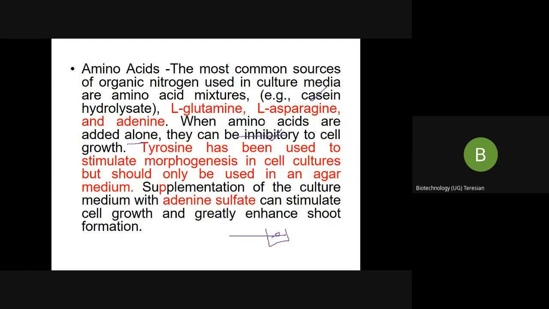Tyrosine has been used to stimulate morphogenesis, that is, the different phases of the cell cultures. It is also noticed that you cannot use tyrosine alone. It should be used in agar media. Only when it is used in agar media does it become active. The reasons why this happens are still not known. But when we add these individually, we see that the plants do not grow properly. That is why we add them in the form of a mixture.